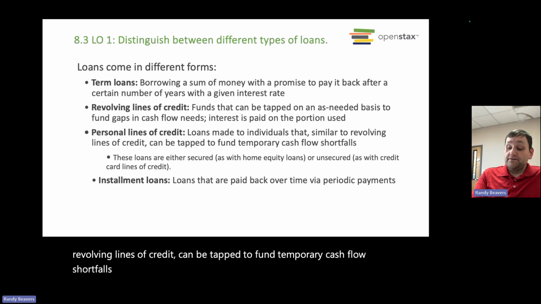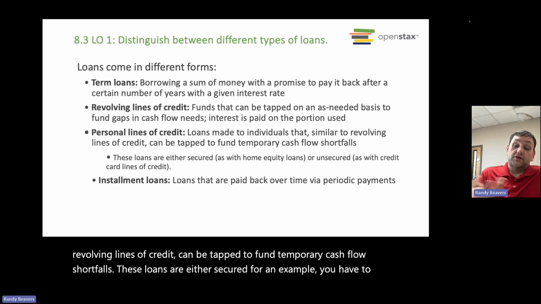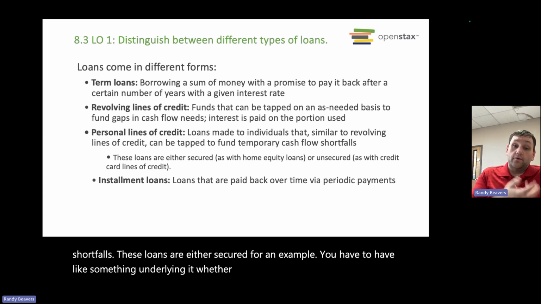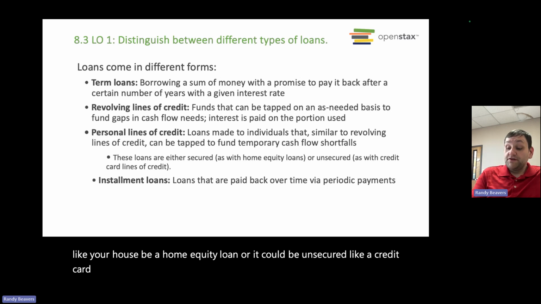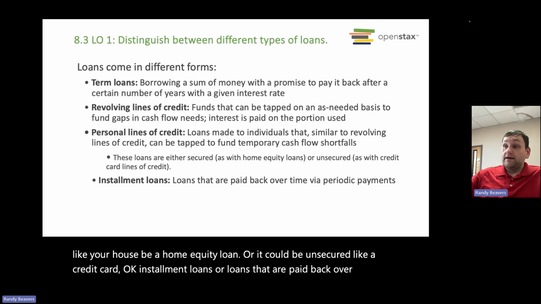These loans are either secured. For example, you have to have something underlying it, whether it be a car or a lot of times a home, like your house would be a home equity loan. Or it could be unsecured, like a credit card. Installment loans are loans that are paid back over time by periodic payments.